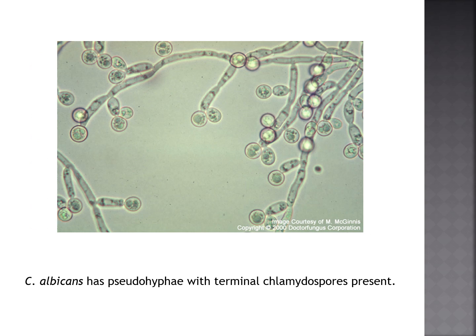Here's a picture of the most commonly isolated yeast in the genital tract, and that would be Candida albicans. Candida albicans shows what's known as pseudohyphae, and at the end of those pseudohyphae are these bulbous structures known as terminal chlamydospores. Candida albicans is the only yeast that produces terminal chlamydospores. You can see that in the germ tube test, which we're going to talk about at a later time.